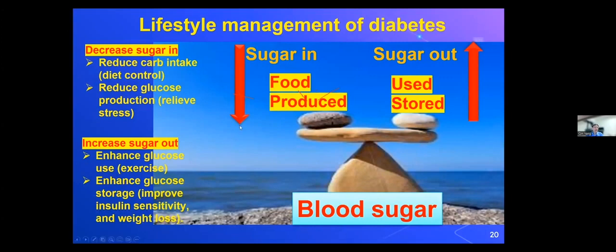You want to reduce the sugar in and increase the sugar out. Of course, insulin is a major way to control sugar out. But from a lifestyle point of view, you want to reduce the carb intake, and you want to reduce glucose production by relieving the stress, and you want to increase the glucose out of the blood into your muscle by exercising, and you want to increase the storage by improving insulin action through weight loss. And in the end, you can maintain normal glucose levels in the blood.